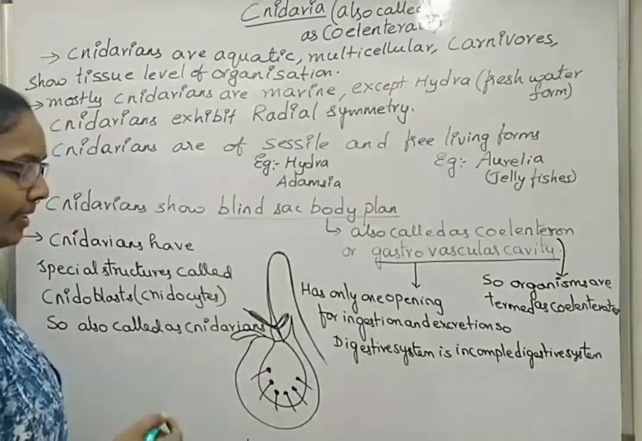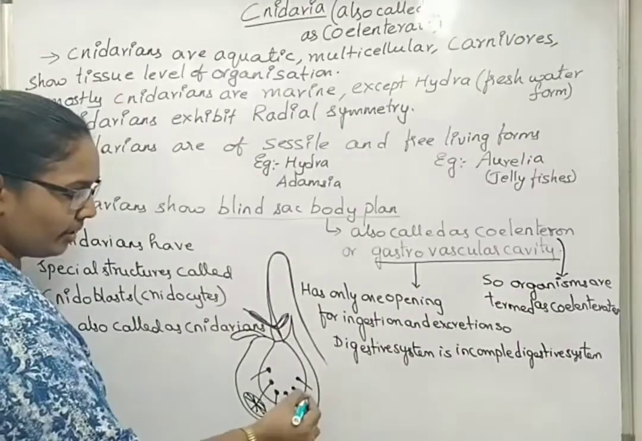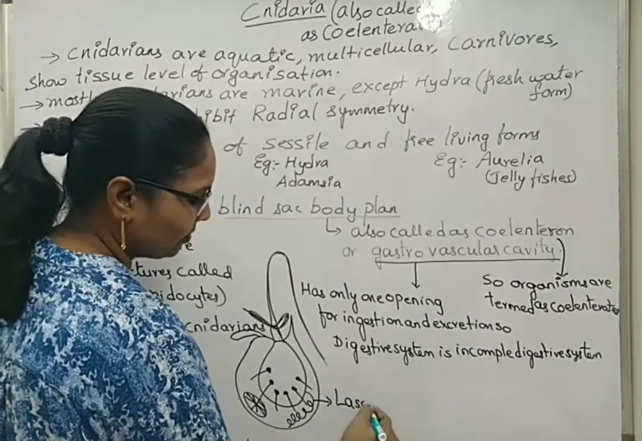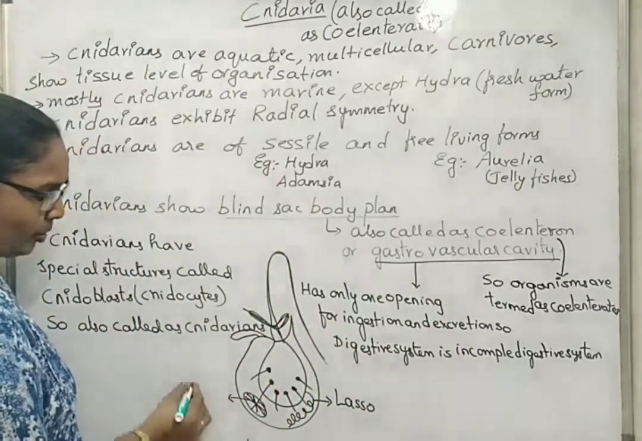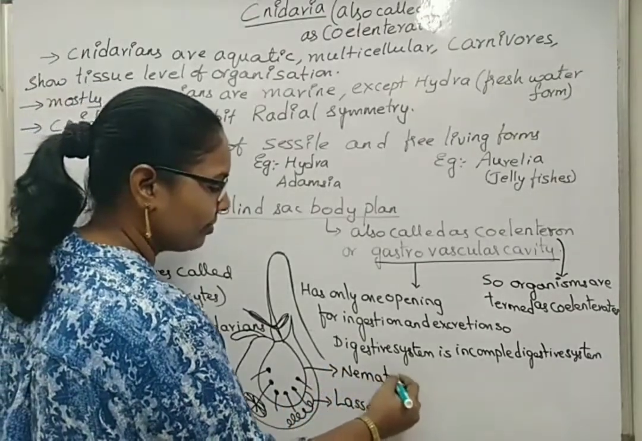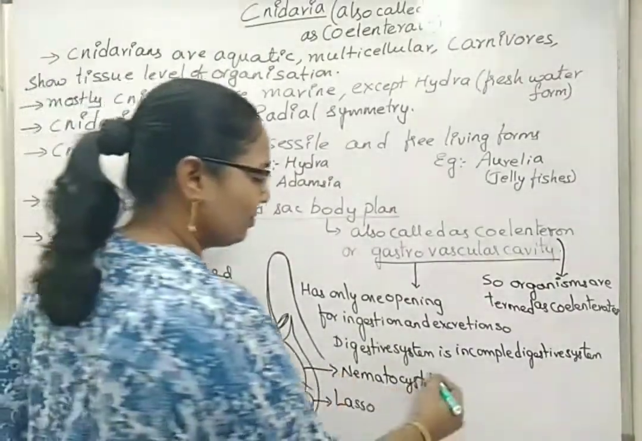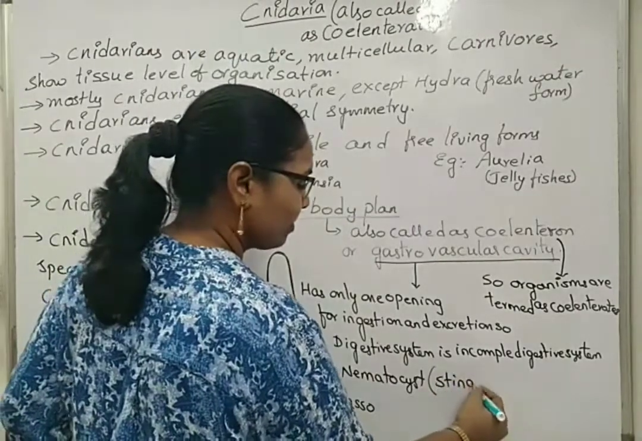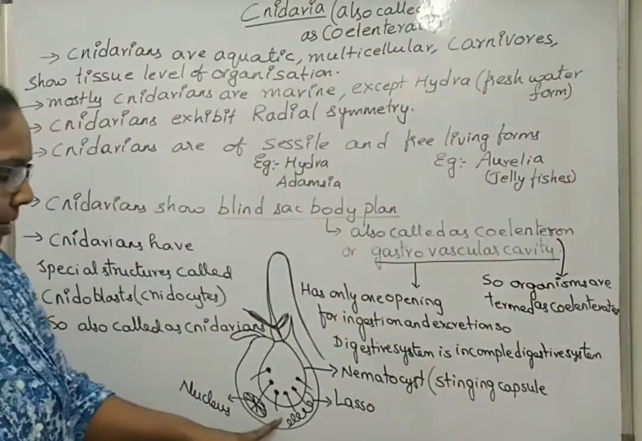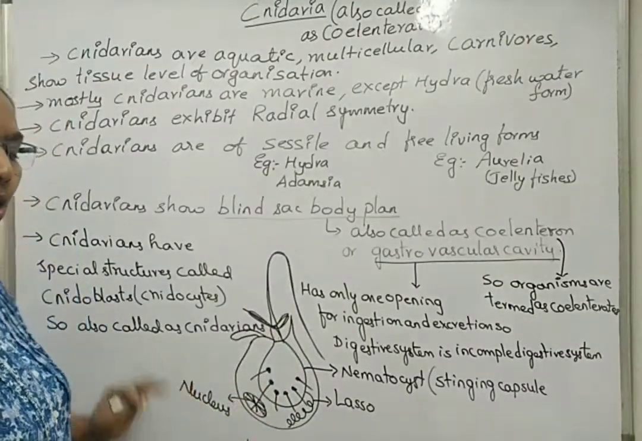These are present in the tentacles. Next, here will be one nucleus and here will be one. This structure is called as lasso, and this is nothing but nucleus. This is nematocyst. This nematocyst is also called as stinging capsule. So, this lasso holds firmly the nematocyst to the total cnidoblast or to the organism.